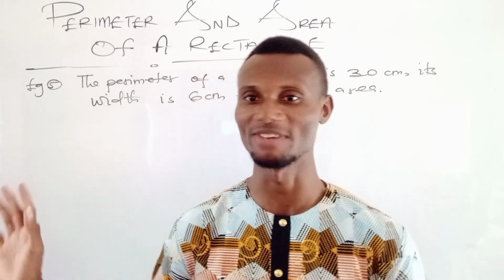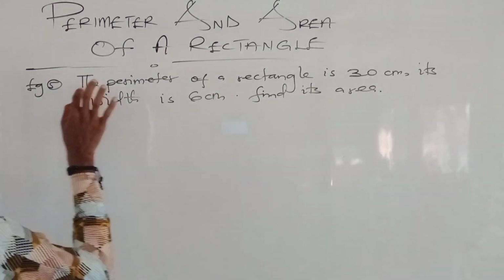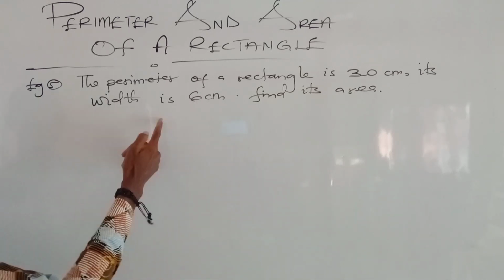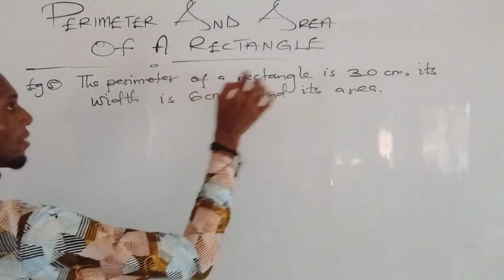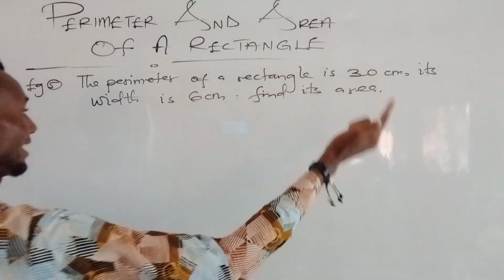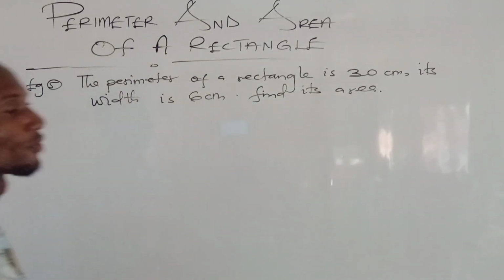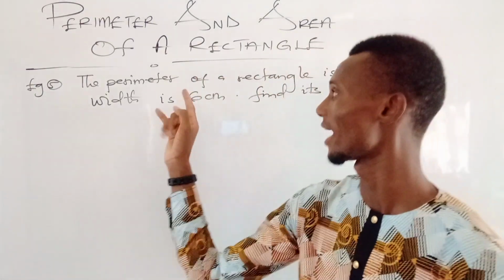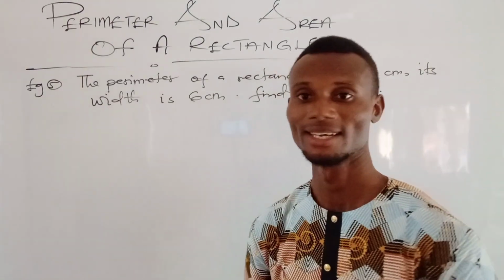Now let's go ahead and solve the example that I have on the board. So this is example 5. It says the perimeter of a rectangle is 30 centimeters. Its width is 6 centimeters. Find its area. Let me read it one more time. It says the perimeter of a rectangle is 30 centimeters. Its width is 6 centimeters. Find its area. So we are being asked to find the area of a rectangle whose perimeter is given to be 30 centimeters and whose width is 6 centimeters.